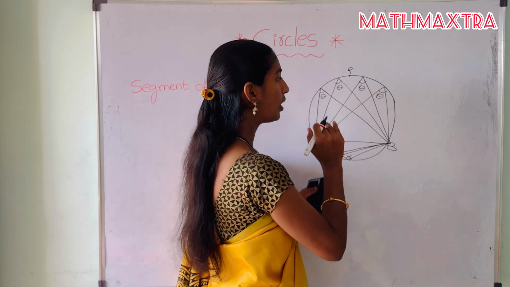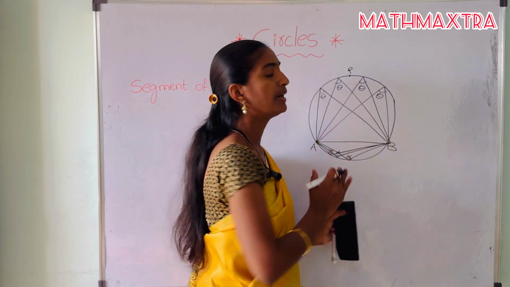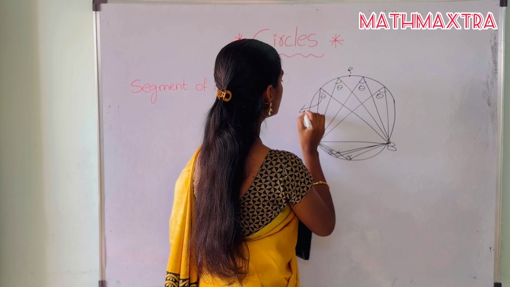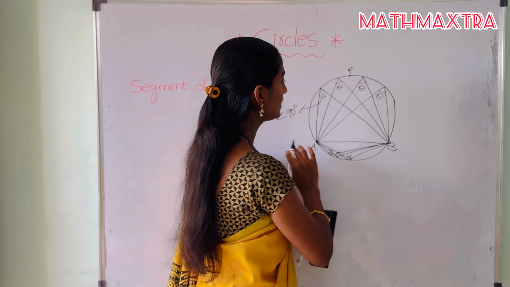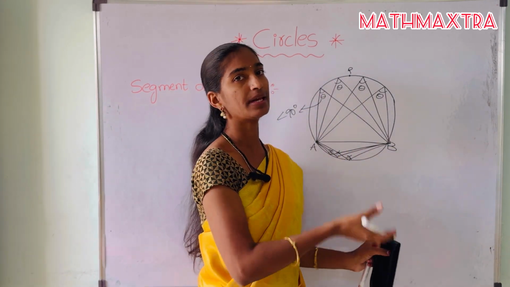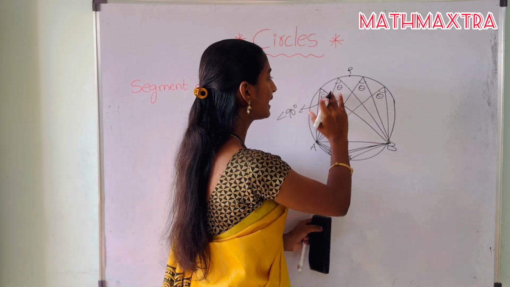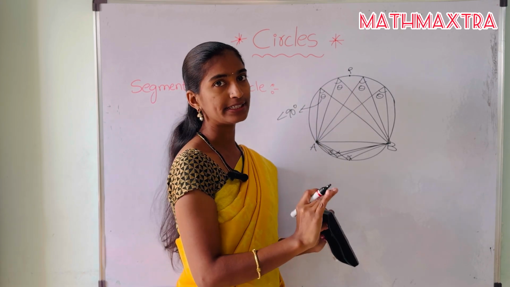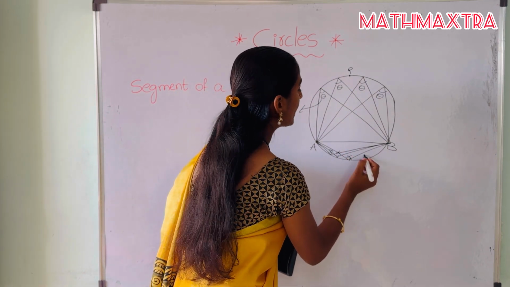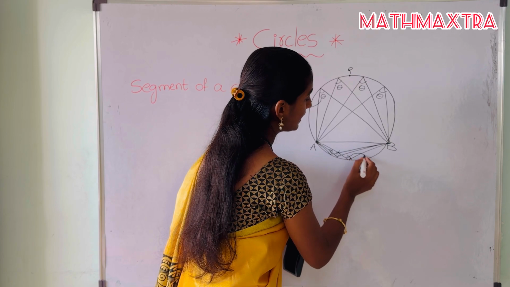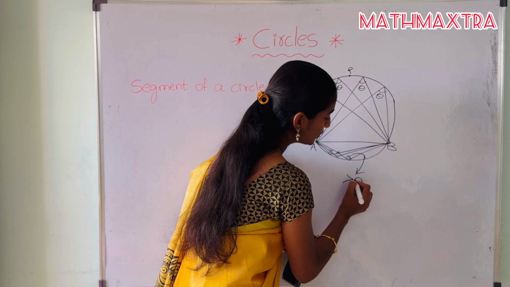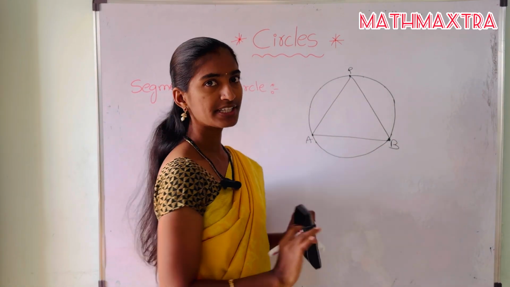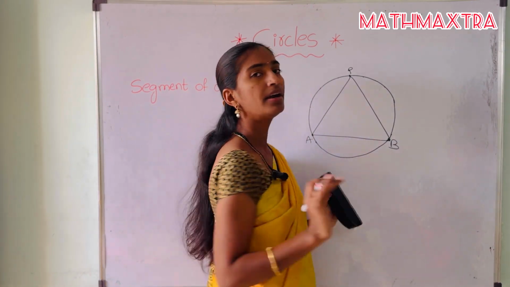The angle in the major segment is always an acute angle, because this angle is always less than 90 degrees. The angle in the minor segment is always obtuse, which is greater than 90 degrees. Yes. Our next property is this chord AB.